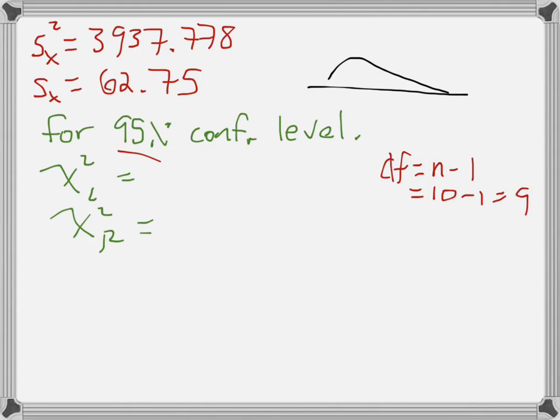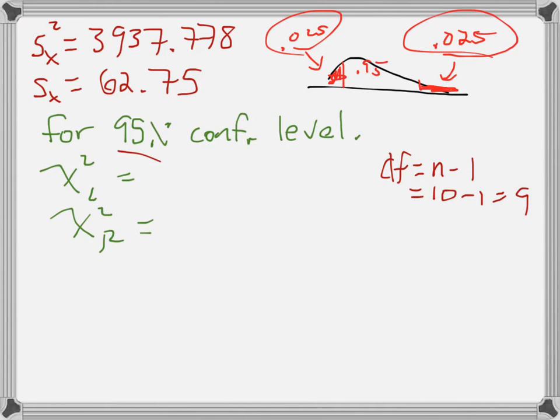And go, okay, if I'm looking for the middle 95%, that's going to leave 2.5%, or 0.025 in terms of area, there, and likewise on the right side. So, what do I need to do? Go into the back of the book, and I could start out just looking under 0.025. That's going to give me my value on the left.